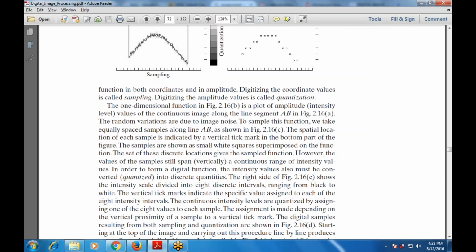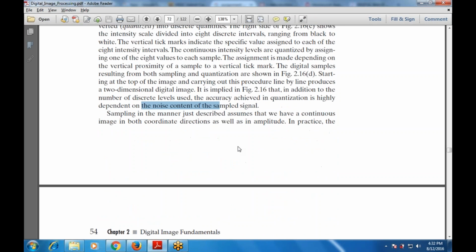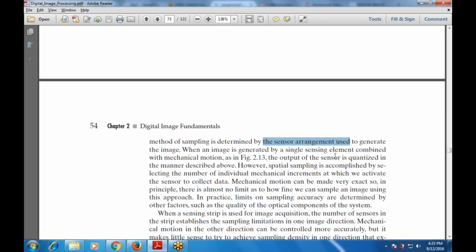All right. So it depends on the noise content of the sample signal. And when we talk about sampling in the manner just described, assume we have a continuous image in both the coordinate directions as well as in the amplitude.